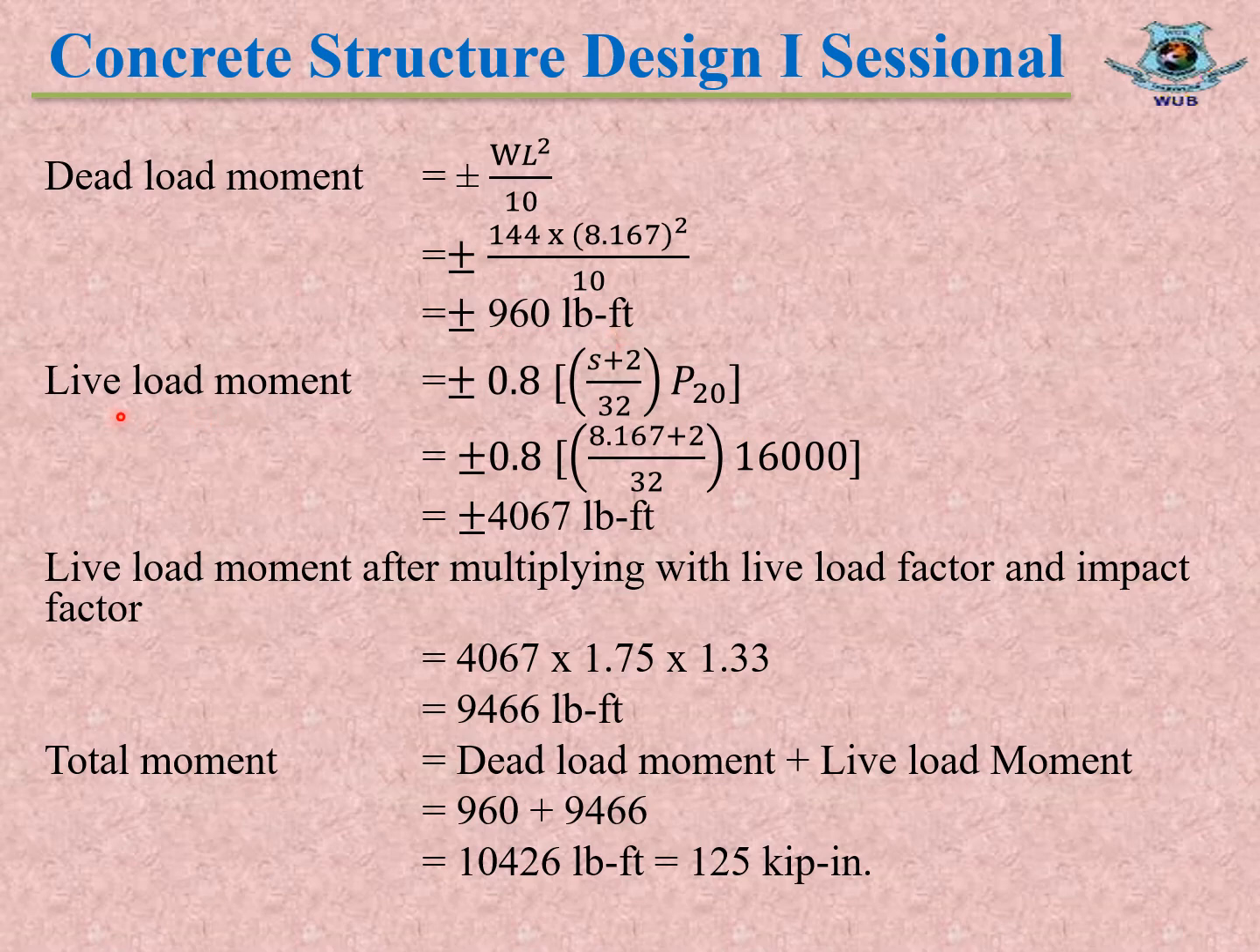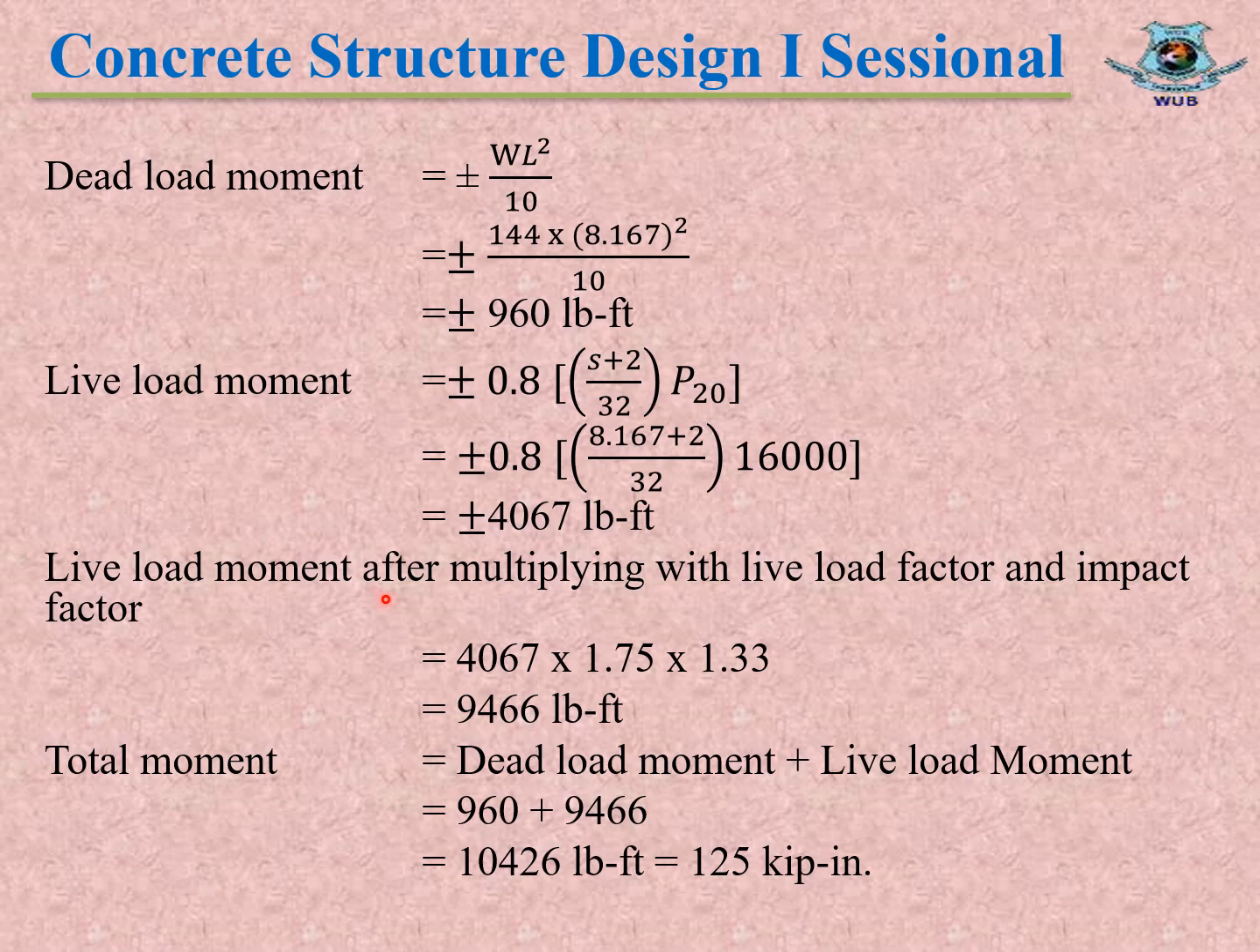Again we know live load moment equal to plus minus 0.8 into S plus 2 divided by 32 into P20, where S equal to clear span equal to 8.167 feet. P20 equal to wheel load for H20 S16 vehicle equal to 16,000 pound. So finally live load moment becomes 4067 pound feet.